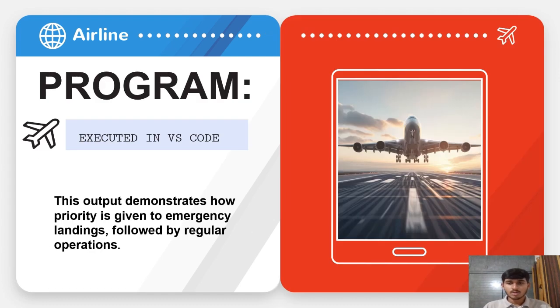So I've created a program for this airport runway scheduling in C language using VS Code. This output demonstrates how priority is given to the emergency landings first, followed by regular operations. So this will demonstrate the usage of priority queue in real-time programs like this scheduling operation.